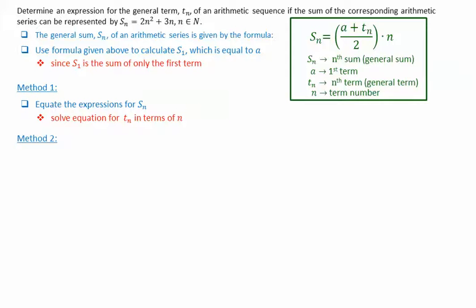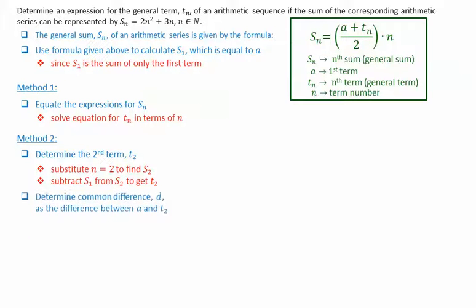For method 2, we can use the formula that is given in this question, Sn equals 2n squared plus 3n, and solve for the second term, T2. To do this, we'll first substitute n equals 2 to find S2, the sum of the first two terms. We can then subtract S1, which corresponds to the first term, from S2, and this will result in the second term.